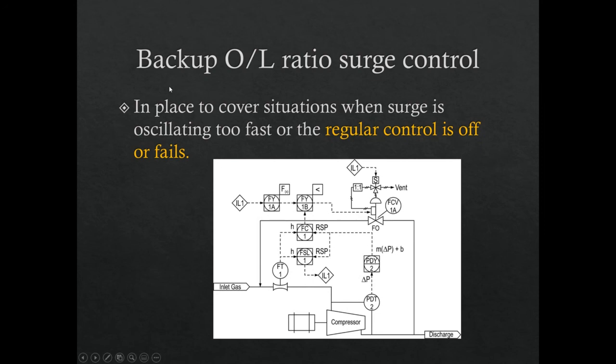Okay, why do we need this? Why do we even mention this here? It's in place to cover situations when the surge is oscillating too fast or the regular control is off or fails. Basically, this is a bunch of extra equipment added on as a backup should any of the basic parts fail. This open loop backup strategy slowly closes the recycle valve once the compressor starts moving away from surge. It's not important to understand the deeper inner workings of this system. Just know that it's a more evolved method of handling surge control, or the issue of surge.